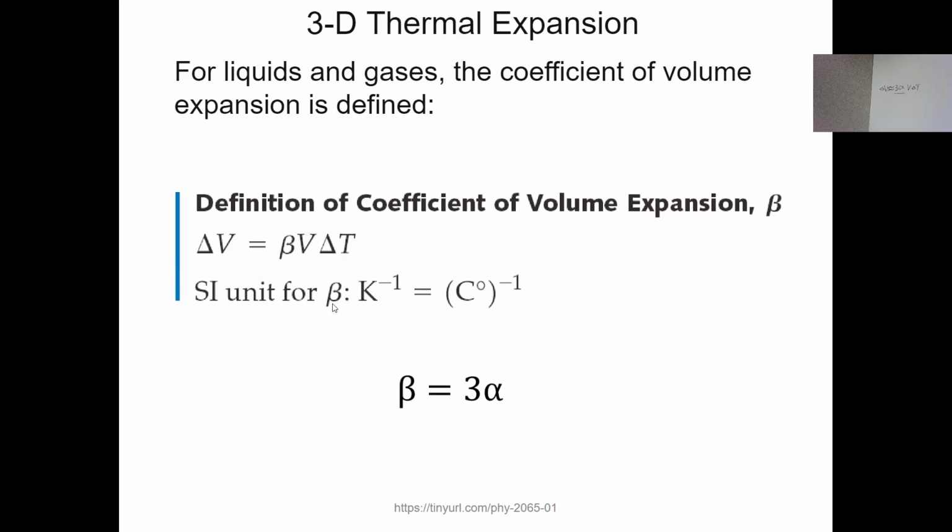Okay. Again, this is called the coefficient of volume expansion. So we only highlight the coefficient of linear expansion and the coefficient of 3D volume expansion, for which we use alpha and beta respectively. And the coefficient of volume expansion has an SI unit, again the same as alpha, Kelvin inverse or degree Celsius inverse. Okay, so that's thermal expansion in 3 dimensions.